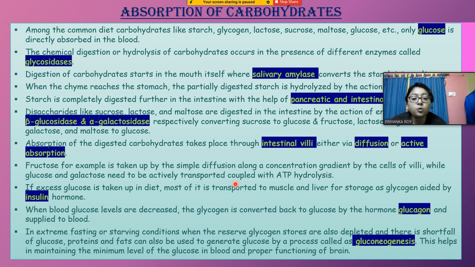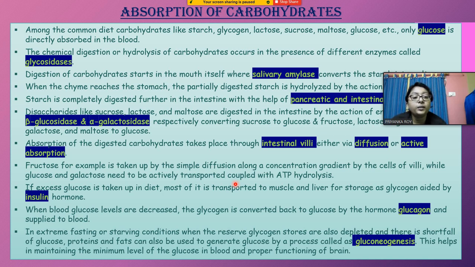So if excess glucose is taken up in the diet, then the muscle and liver store the additional glucose as glycogen. Now this process is helped by the insulin hormone. And when blood glucose levels decrease, then glycogen is again converted back to glucose and comes to the bloodstream. This process is facilitated by the hormone glucagon.